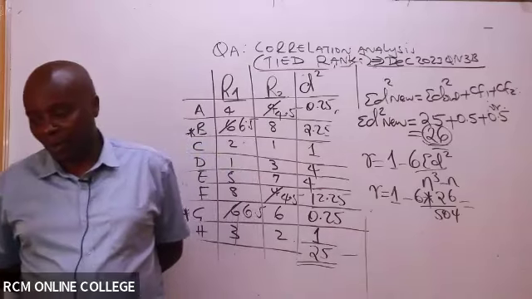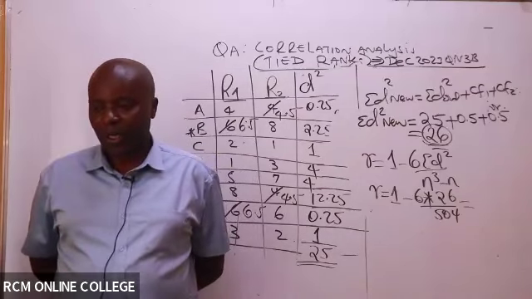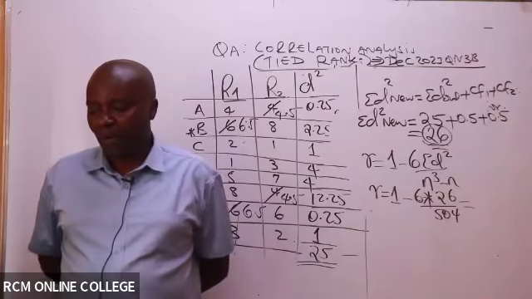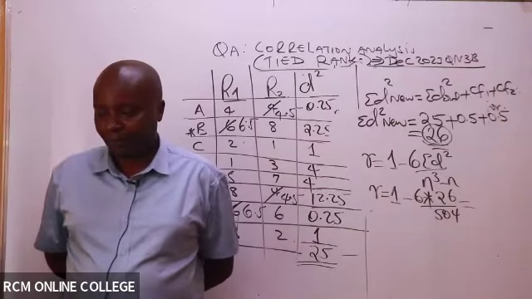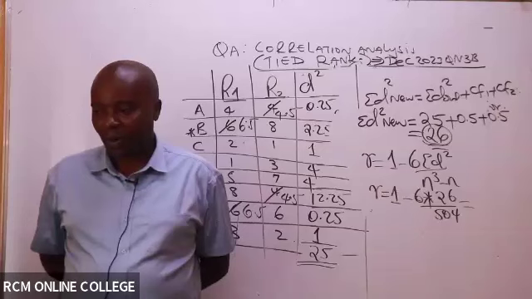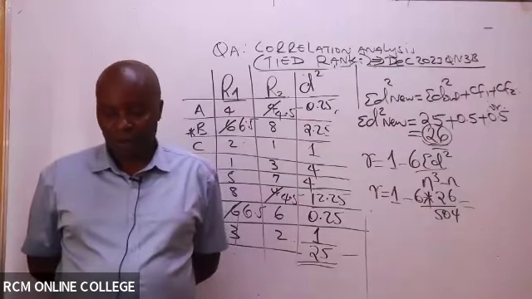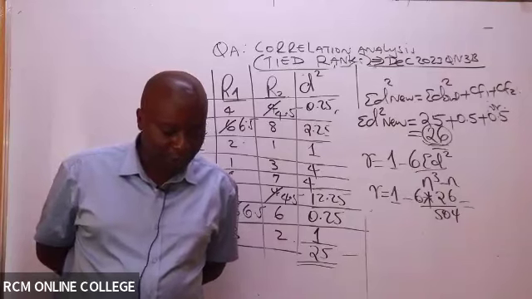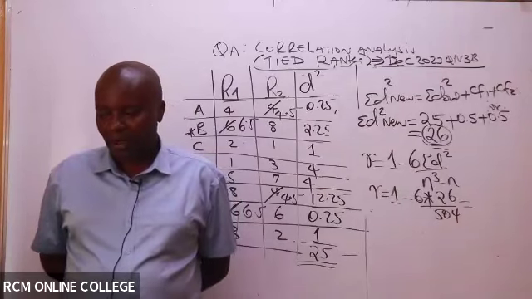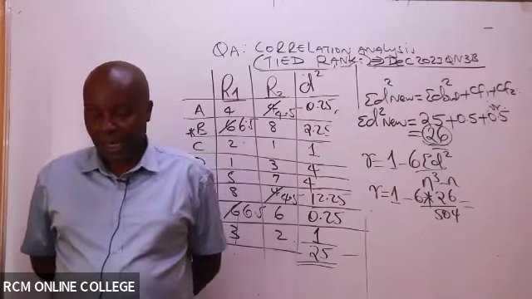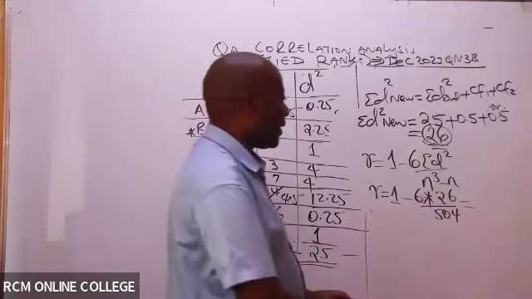1 minus 6 times 26, all over 504. What figure are we able to get, ladies and gentlemen? I'm being told it is 0.69. 0.6905. So 0.69.